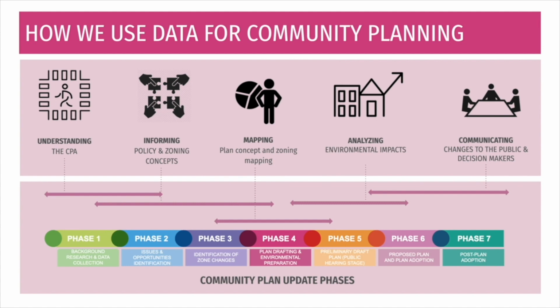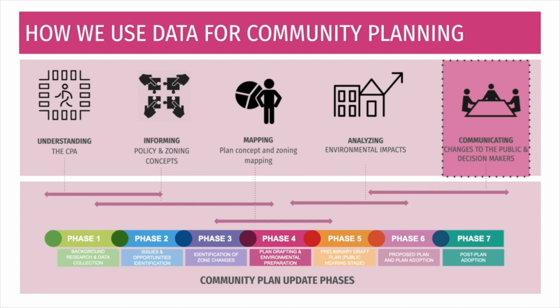The fourth point is analyzing environmental impacts. In the state of California, community plans are required to conduct an environmental impact report to analyze the potential effects of the proposed plan. For this analysis, we look at data points such as floodplains, sensitive habitats, and historic resources, and work closely with EIR and transportation consultants to really understand how the potential growth could result in different environmental effects.